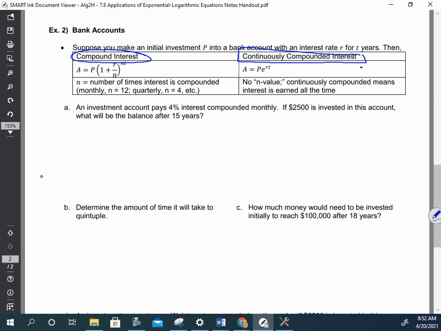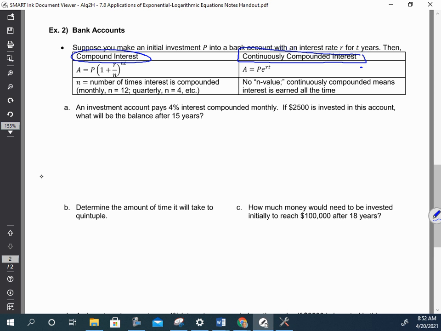So the compound interest formula we used earlier this unit: A is your ending amount, P is what you start with, R is your interest rate, N is the number of times your interest is compounded, and of course T is your time. With continuously compounded, P is still how much you're putting in, E is your e, R is your interest rate, T is your time. There's no end value when it's continuously compounded.